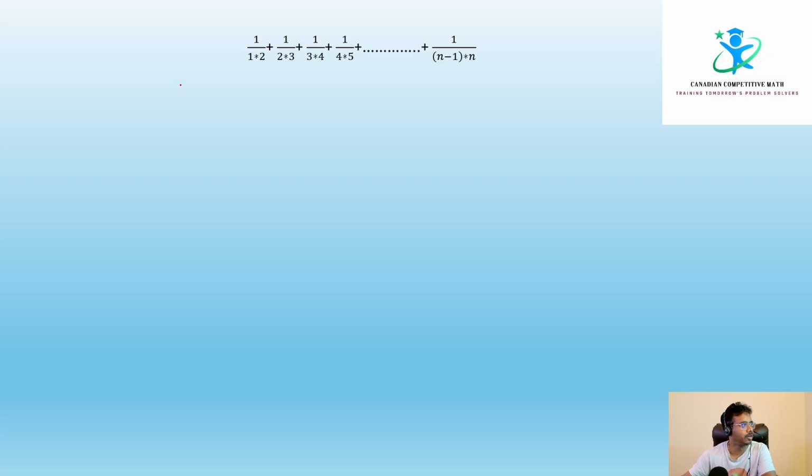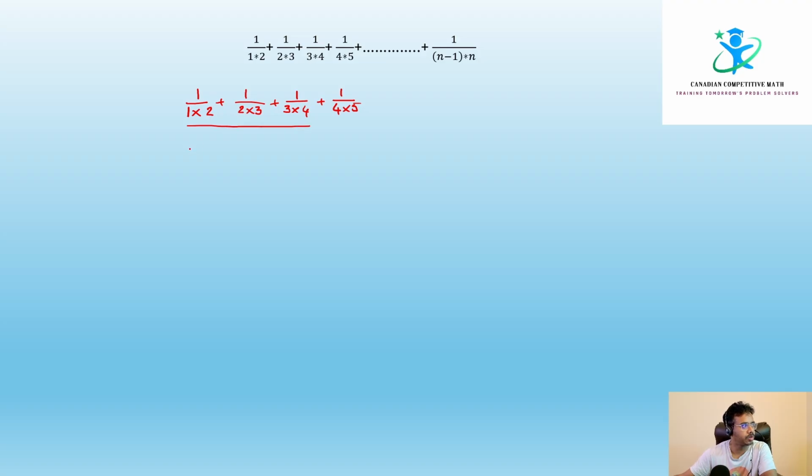Right. So here it is asking for summation all the way till n. N is like a general number. So let us try to solve this with the first three fractions. So 1 by 1 times 2 plus 1 by 2 times 3 plus 1 by 3 times 4 plus 1 by 4 times 5. Okay, let's concentrate only on the first three.